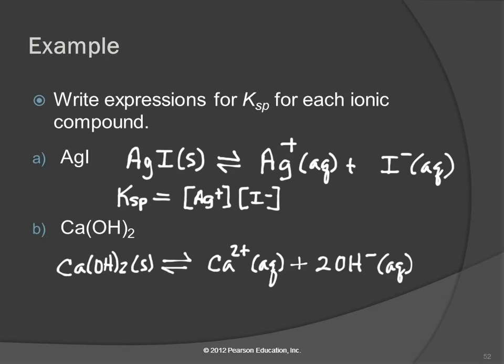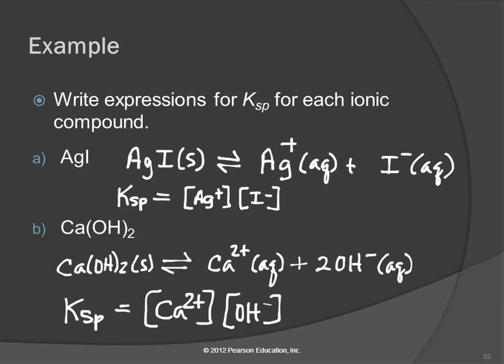So then our KSP for this is going to be what? Brackets, calcium ion, raised to what power? 1. So we don't need to write that. And then what? OH negative in brackets raised to the second power. Any questions? It's just an extension. I mean, we really have done this before. We just didn't call it KSP. We called it KEQ. We don't include the reactant in the denominator because it's a solid. Solids and liquids do not change concentrations.